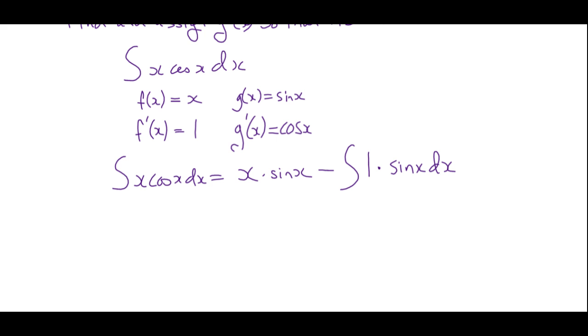Okay, so this is x sine x. What's the antiderivative of sine x? Minus cos x, right? Because the derivative of cos is minus sine. So this will become plus cos x plus c, right? Some constant that may have been in there or might be there.